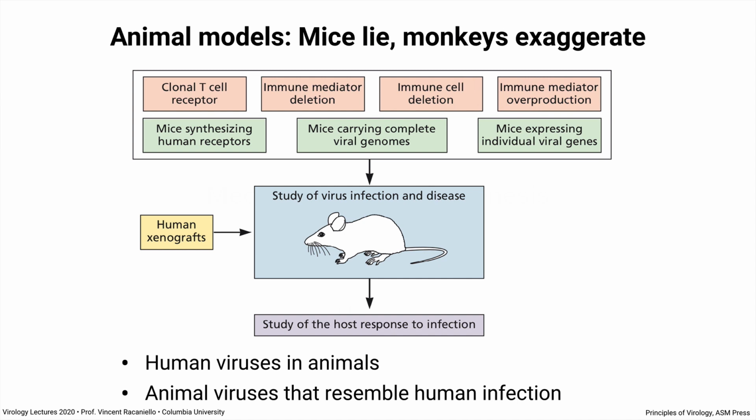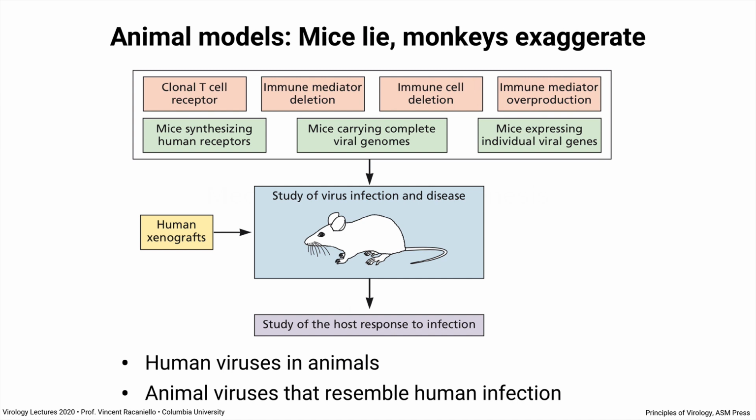And we always say mice lie and monkeys exaggerate, which is a broad way of saying don't consider that any animal model predicts what happens in humans. So even non-human primates, which are very close to us, 99% identical genomes to humans, they can have very different outcomes with the same virus infection.